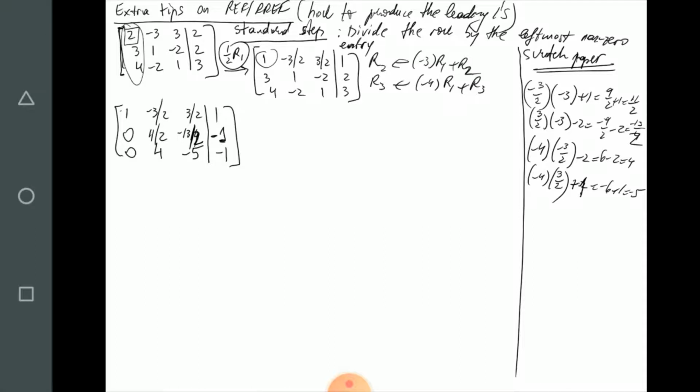All right, again, the standard step. We have 11 over 2. We need 1. If we use the standard step that I said before, it means that we need to multiply row 2 by the reciprocal to make it 1. Divide by 11 over 2 is the same thing as multiplying row 2 by 2 over 11. And now the matrix is 1, minus 3 over 2, 3 over 2 and 1; 0, 1, minus 13 over 2 times 2 over 11 makes it minus 13 over 11, and then minus 1 times 2 over 11 makes it minus 2 over 11.